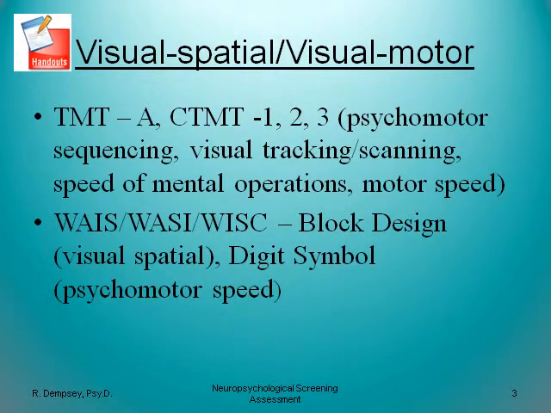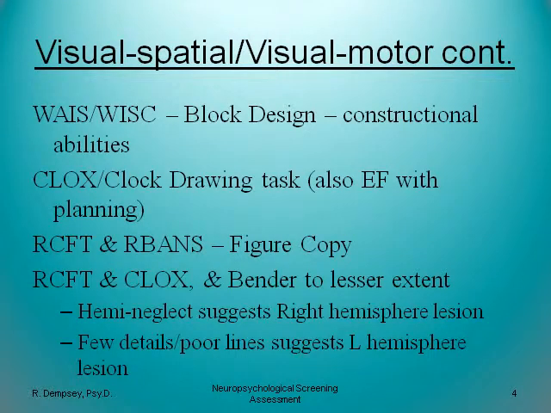The trails is also a visual-spatial visual motor test. It looks at psychomotor sequencing, visual tracking, scanning, speed of mental operations, and motor speed. The WAIS has block design, digit symbol. Block design looks at visual-spatial, whereas digit symbol is more psychomotor speed. The block design has also constructional abilities.